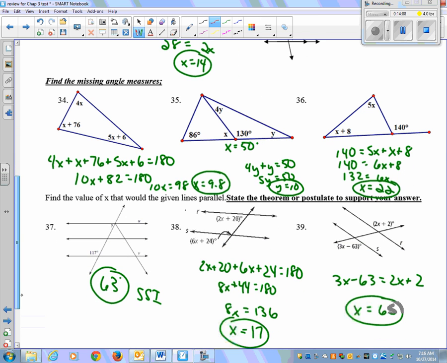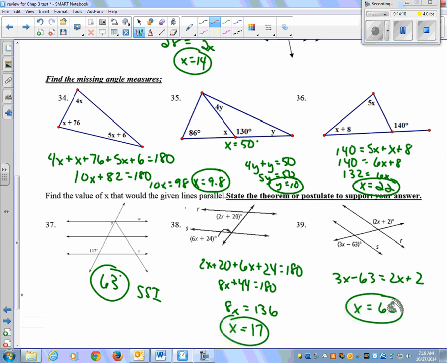Okay, and 34, we have to add these three things up and have them equal 180 because the three angles of a triangle add up to 180 by the triangle sum theorem. This one comes out to a decimal, 9.8. 35, we can use linear pair to get x is 50. Then, since we know this is 50, these two angles are the remote interior angles. So by the exterior angles theorem, 4y plus y equals 50. And so y is 10.